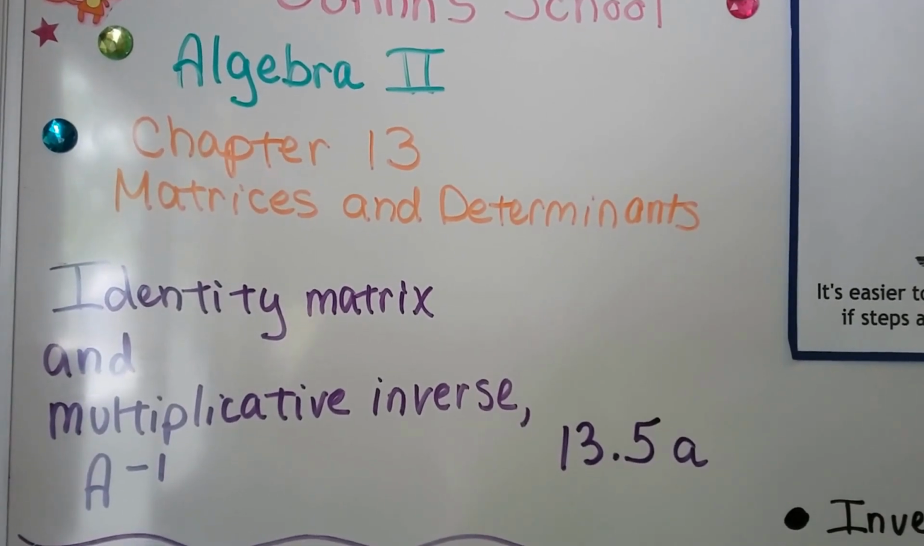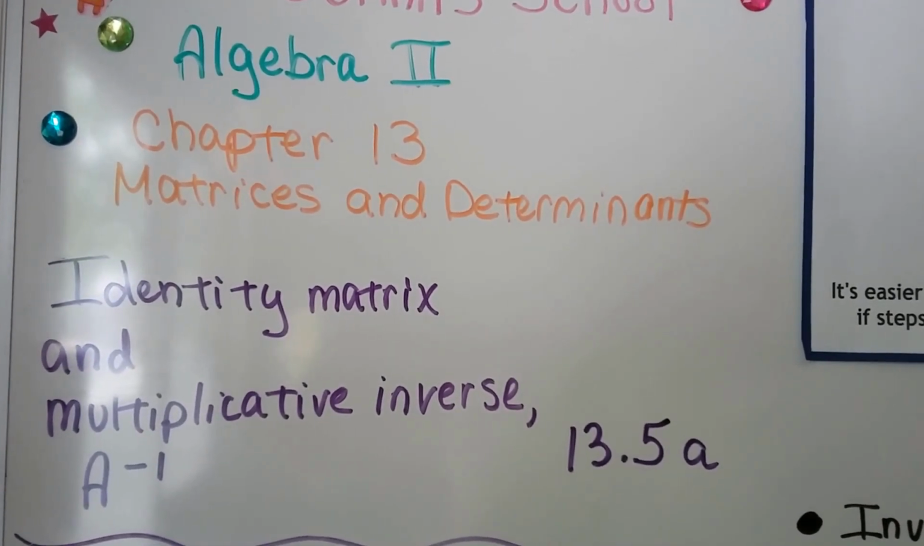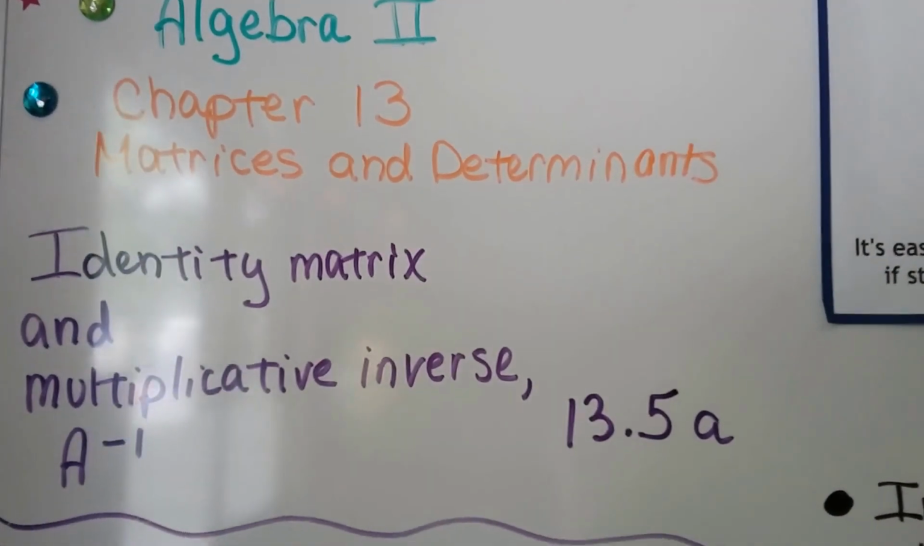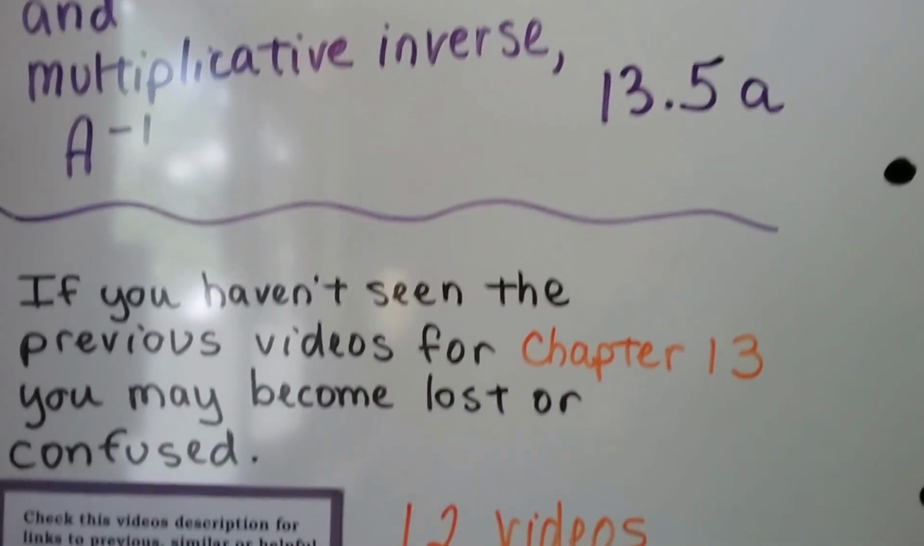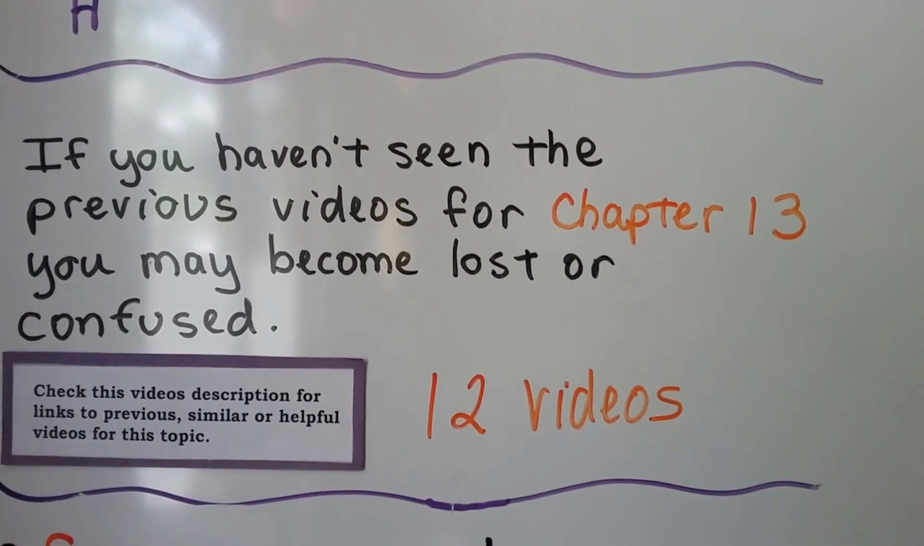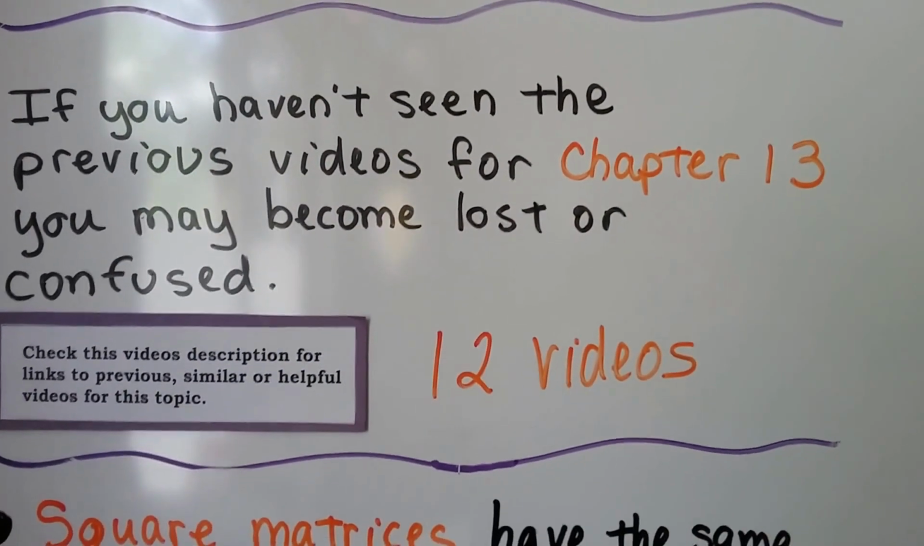Identity matrix and multiplicative inverse, A to the negative 1. We're at 13.5a, and I've got 12 previous videos linked in this description, so you can watch them if you need help.